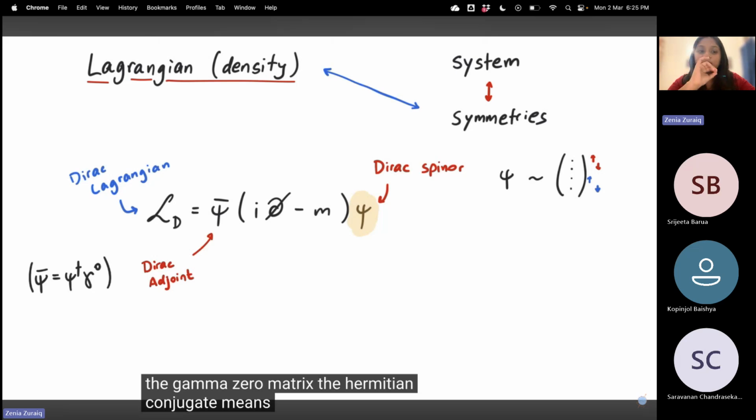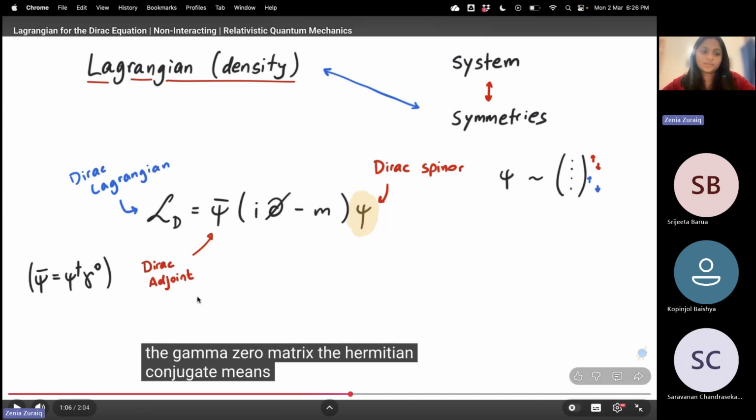But basically, they have copies of the Pauli matrices. They are 4 by 4 matrices with copies of the Pauli matrices within them, and they obey something called Clifford algebra. There are many representations of the gamma matrices also. We'll talk about these things a little more in the class.